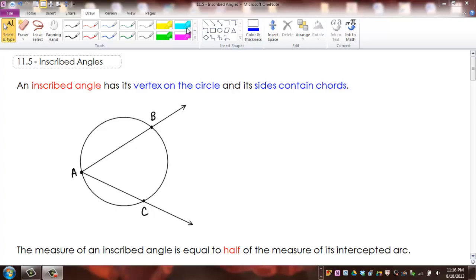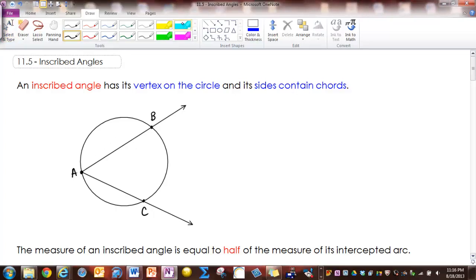Let's begin. An inscribed angle has its vertex on the circle and its sides contain chords. So, this is an inscribed angle that you're seeing me trace in blue. Its vertex is A, which is on the circle, and its sides are ray AB and ray AC, which both contain chords of our circle. So angle BAC is an inscribed angle.